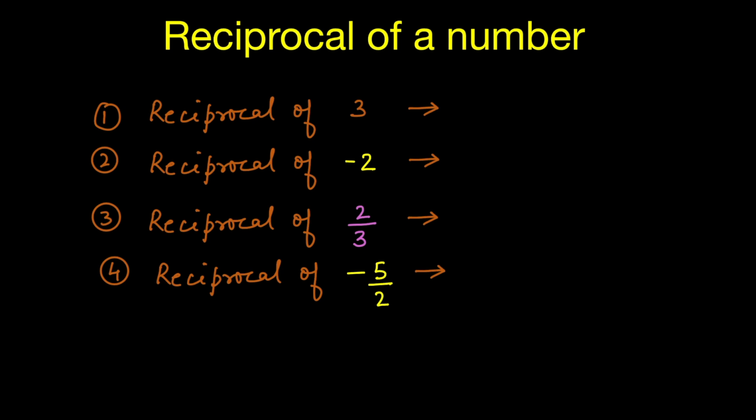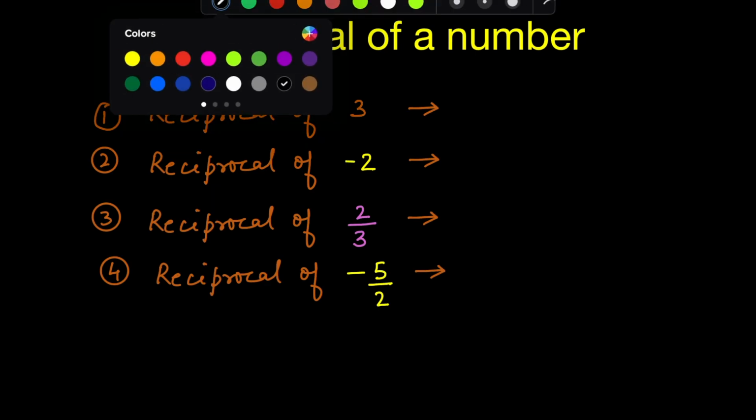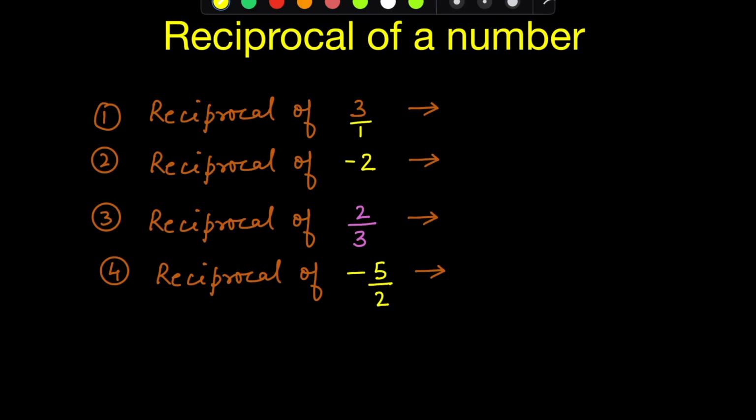Now to understand this, first we study the reciprocal of a number. So if we have to find the reciprocal of, let us say, the number 3, we have to understand it is 3 and it is 3 over 1. So when we write the reciprocal, it will get flipped. So the reciprocal will be 1 over 3.